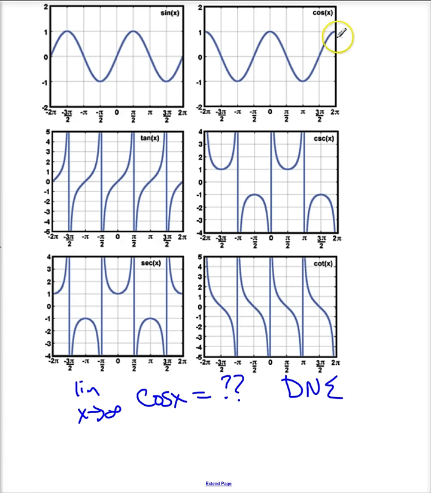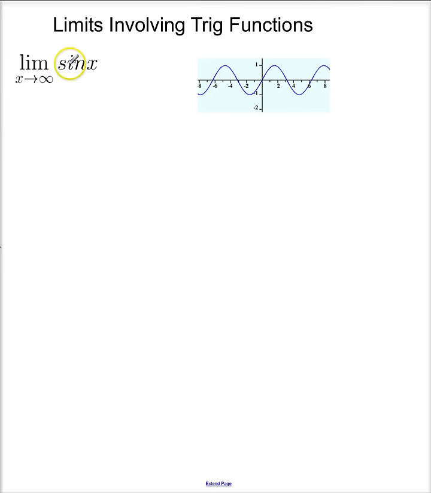Why? Because the cosine is periodic, and no matter how far out you get, it's going to keep oscillating between 1 and -1 without approximating any one value. The same thing with the rest of the trig functions. The only way to get a trig function to converge to a limit is if it is part of a composite function. So let's look at the limit as x goes to infinity of sine of x.